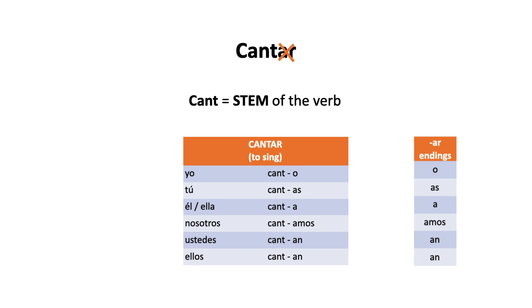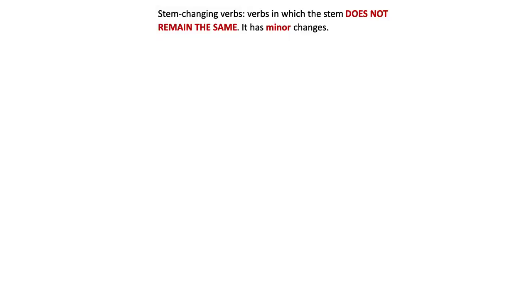Okay. Moving on to the actual topic of the day. What are stem changing verbs? Well, their name tells us what they are, right? They are verbs in which the stem, meaning that fragment of the verb that is left after we get rid of the end of the infinitive, right? They are verbs in which the stem does not remain the same. Verbs in which that stem undergoes some changes, but those changes are always minor, right? And they still follow a pattern. That is why we consider them regular verbs, okay?